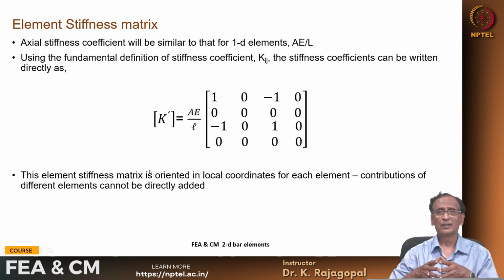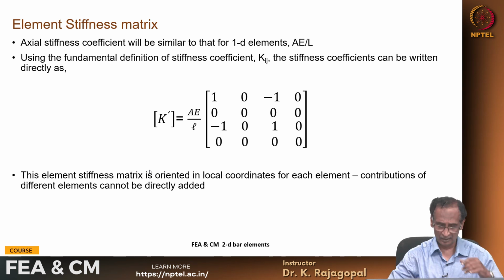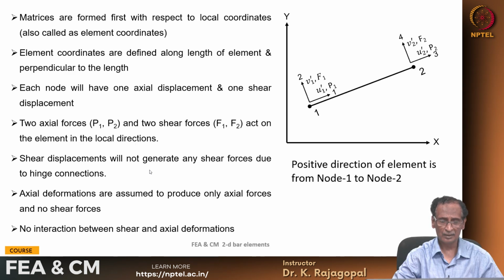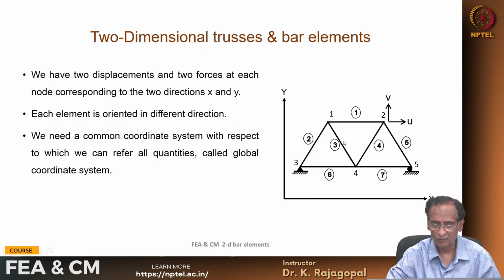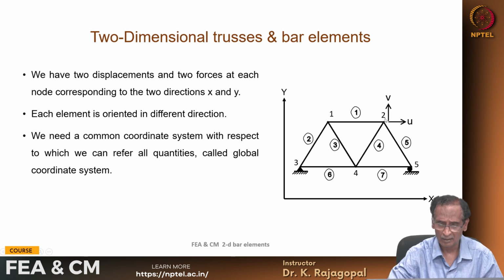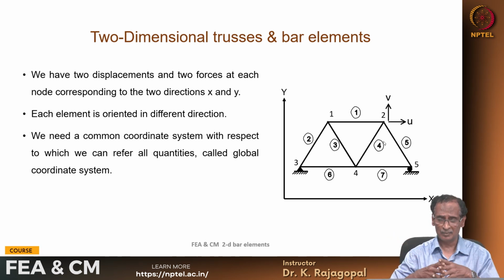And this element stiffness matrix is oriented in the element coordinates. So basically, each element may have different directions, and so the contribution of each element, we cannot directly add them together, because for example, if you see the structure that we had seen earlier, element 1 here is oriented along the horizontal direction, whereas element 2 is maybe in this direction, element 3 in this direction, 4 in this direction, 5 in this direction, and so on. So we cannot directly add the contribution of all these elements together.